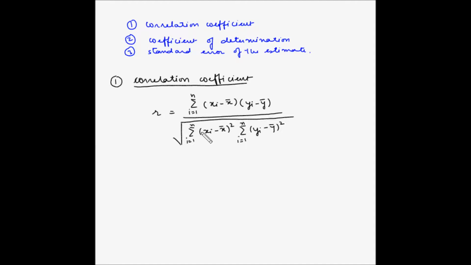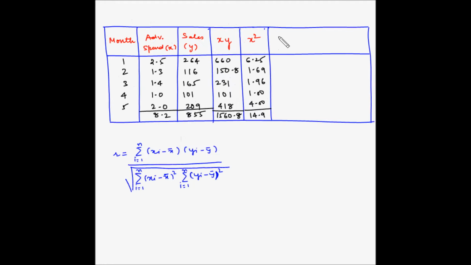For the denominator, we have to first find the values of xi minus x bar, square them up, find the sum of them, then we have to find the values of yi minus y bar, square them up, sum them up, and then multiply the two sums that we have found. So let us find the value of correlation coefficient for this example.